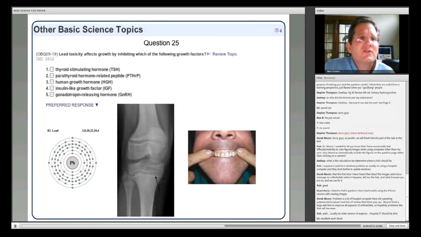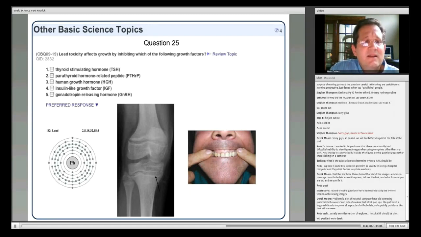Talking about metals, we'll sneak on to lead toxicity. Lead toxicity affects growth by inhibiting which of the following factors? And this is a tough one, so I'll be surprised if the answers are as high on this one, but it is important to learn just a little bit about lead.